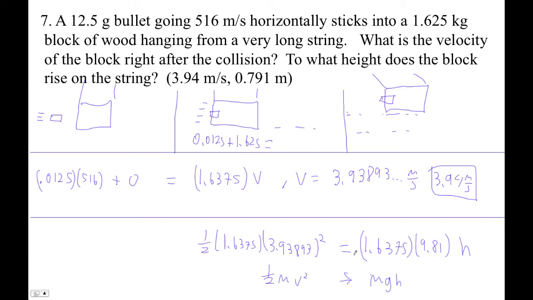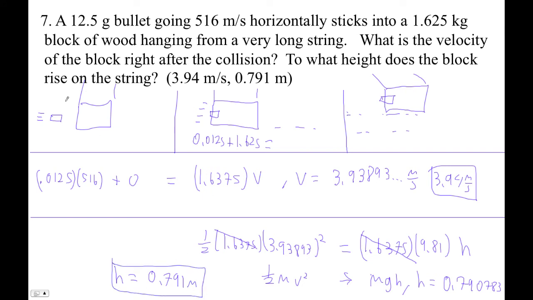Now notice that the mass will cancel, so I don't actually have to use that mass. Use it or don't use it. I'm not going to use it. So I'm going to go 0.5 times that number squared divided by 9.81. And I should have h. And I get that h is equal to 0.790783. So in 3 sig figs, h is 0.791 meters. That's pretty far. That's almost a meter up.